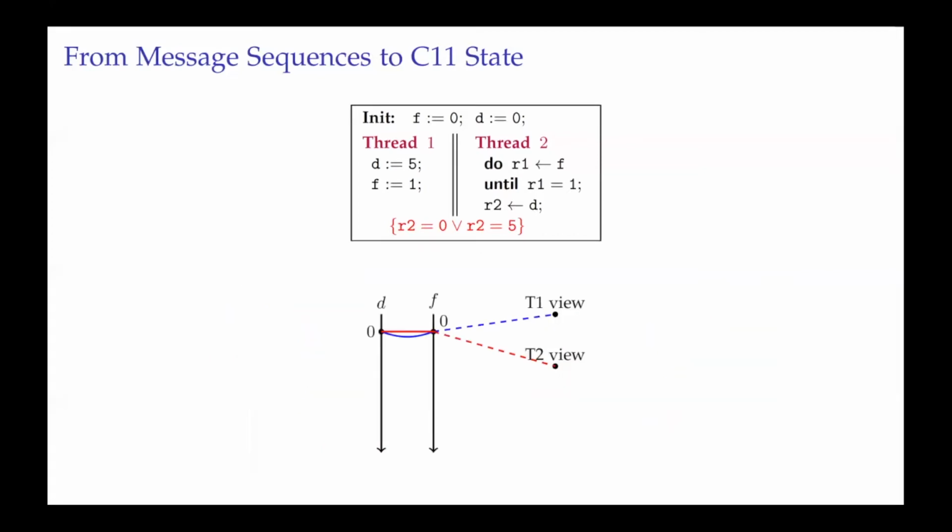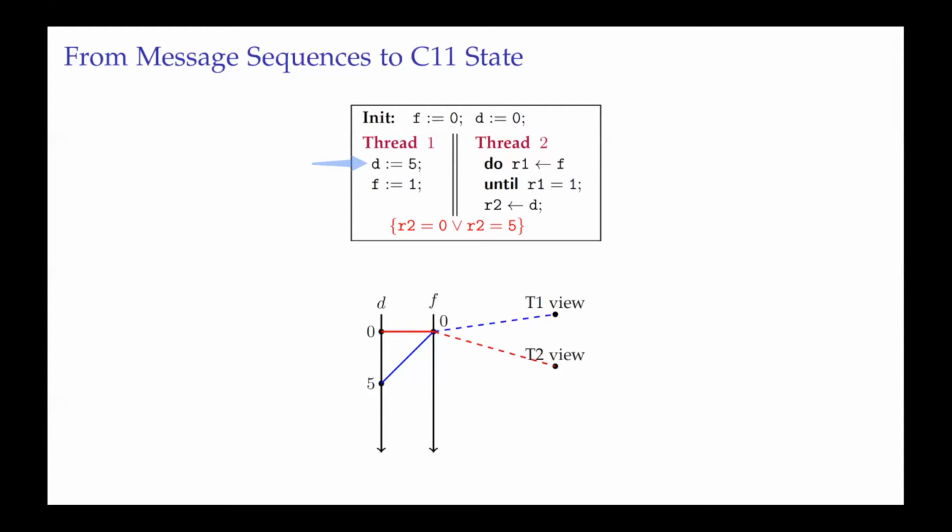Let's now work through an example of an execution of this program where I'll show you the states that are generated. In the initial state, there's only one possible value for both d and f, and both of the threads' views are synchronized on these initial values. If I now execute the write to d in thread 1, I end up with the state that you see here on the screen.